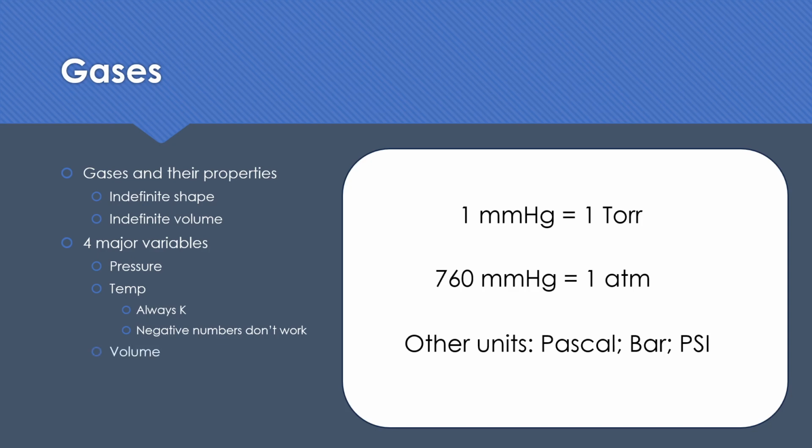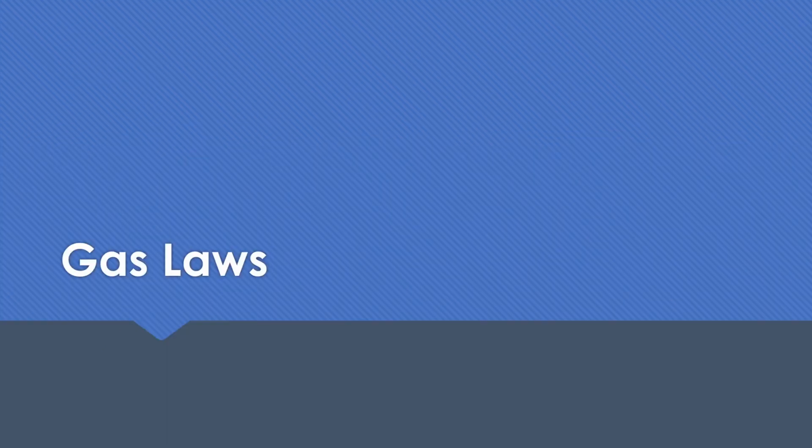Volume is our other major variable. Generally speaking, liters, but milliliters will also be used quite a bit. Moles are moles, so that one's not that big of a deal. Those are the four variables we're going to look at: pressure, temperature, volume, and moles. And these get combined into gas laws.